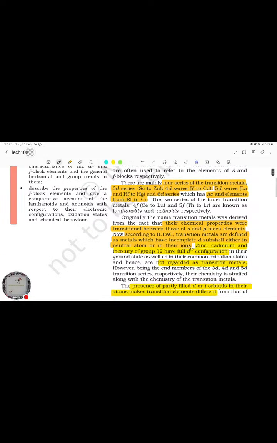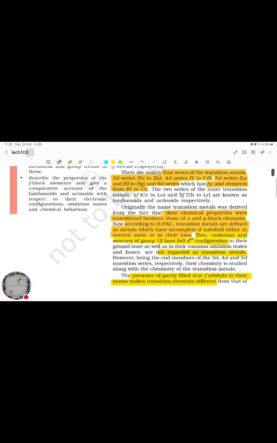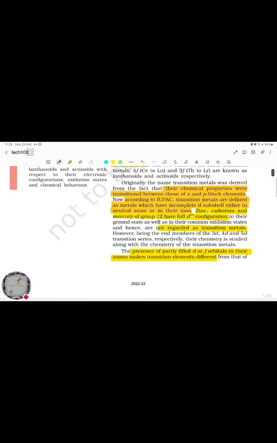There are mainly 4 series of the transition metals: the 3d series from scandium to zinc, the 4d series from yttrium to cadmium, the 5d series from lanthanum and hafnium to mercury, and the 6d series of actinium and rutherfordium to Cn. The 2 series of the inner transition metals, the 4f cerium to lutetium and 5f thorium to lawrencium, are known as the lanthanoids and actinoids respectively. Originally, the name transition metals was derived from the fact that their chemical properties are transitional between those of s and p block elements.